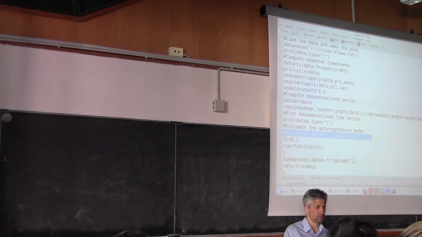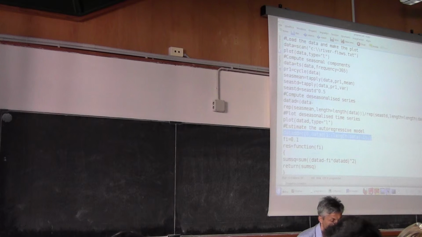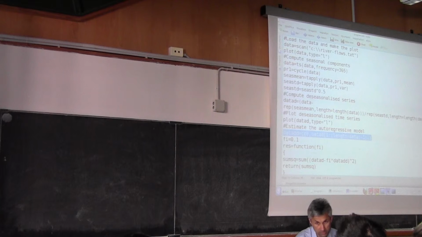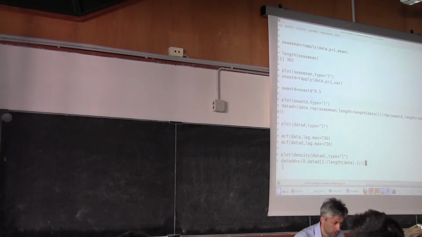First of all, we estimate an AR1, and therefore with this instruction I put a 0 at the beginning of the series. Why should I put a 0? Just because, if you remember, we said that it's a problem to start from the first time interval with an AR1, because you don't have the previous observation. So either you start from the second time interval or you add a 0 at the beginning. I decided to add a 0.